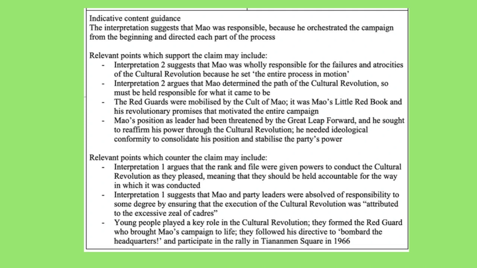You would be focusing then on interpretation 2. I might argue that it suggests that Mao was wholly responsible for the failures and atrocities of the Cultural Revolution because he, quote unquote, set the entire process in motion. Now, if you can bring in some contextual evidence to support that, make comments which link back to the question, that's a really high scoring answer there because it shows that you've approached it analytically and developed your thinking. Take points to see if there's anything you could have added to the answer.